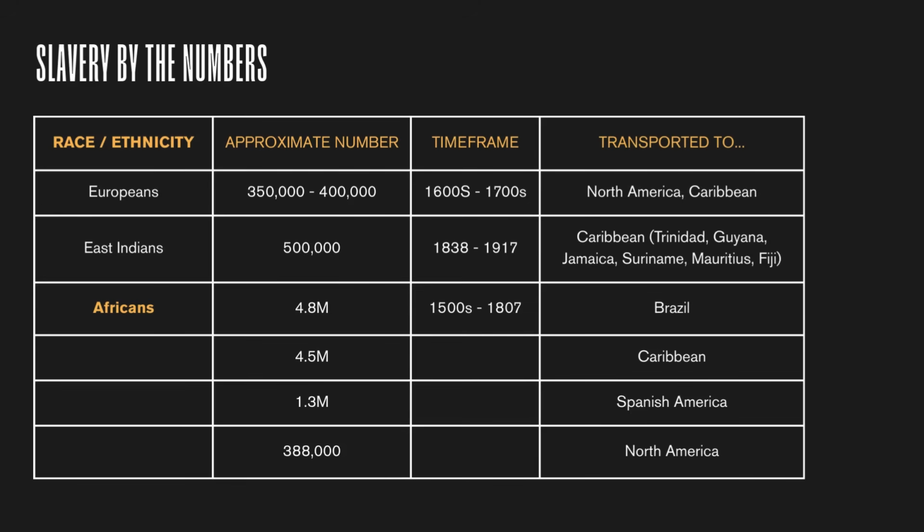Now, I want to put this out there for everyone to think about, because when we talk about slavery, only the African is referred to. Many of the quote unquote slaves, or what they call indentured servants, were Europeans that came in the 1600s to the 1700s. The approximate number was about 350,000 to 400,000, and they were mainly transported to North America and the Caribbean.